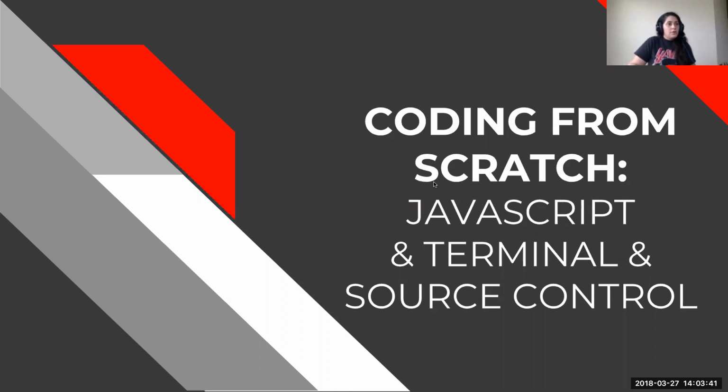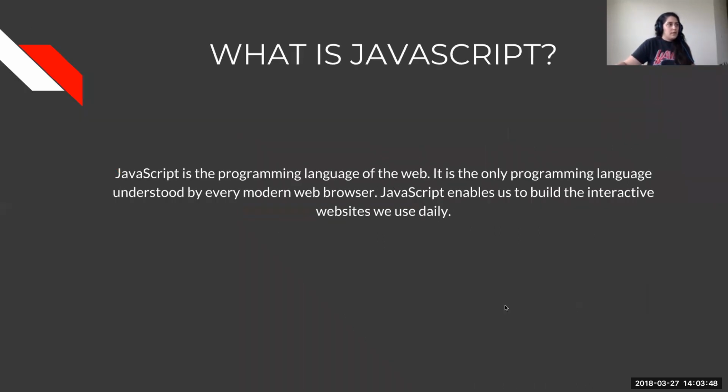All right, so this is Coding from Scratch: JavaScript, terminal, and source control. So what is JavaScript? JavaScript is the only programming language that is understood by every modern web browser. You can think of JavaScript as the muscle of a website. It allows us to have that user interaction that we have on websites. So HTML is considered the skeleton, CSS is the skin, and JavaScript would be that muscle that makes everything happen.